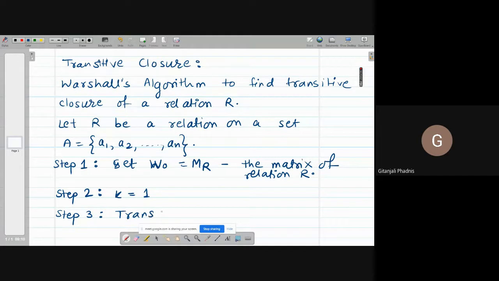Transfer. So first you find the matrix of the relation R, and you call it W naught. Now you want to find W1. So while finding W1, you transfer. Some entries in W naught will be 1, right?